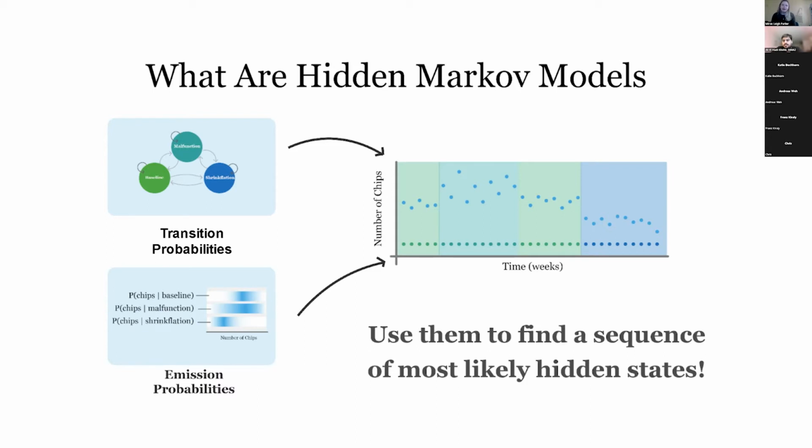What this allows you to do is, you've essentially built a large probability distribution over sequences of hidden states. So here, this might be a nice sequence that we would like to see: baseline, baseline, baseline, malfunction, malfunction, malfunction, etc. But we actually have a way to evaluate how likely any one of these given sequences is, given the data, given the model that we feed in. And there are a lot of really nice algorithms for finding the most likely sequence once we have that distribution.